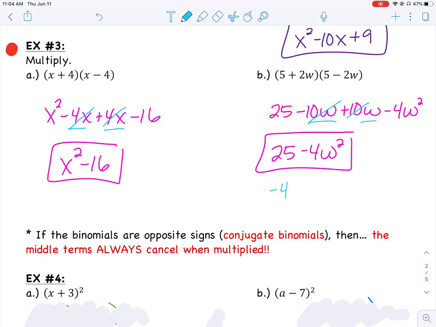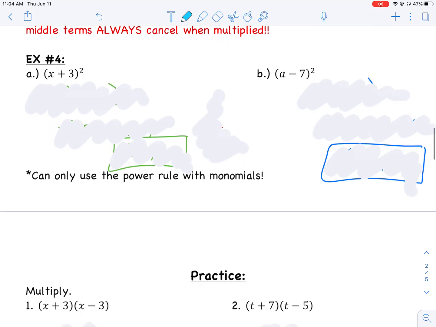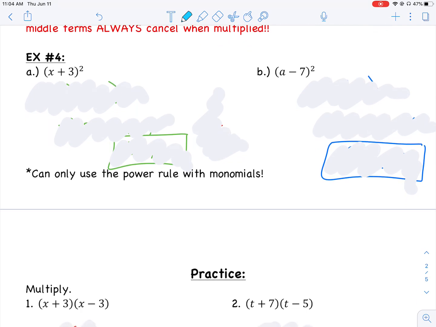Or you can write it negative 4w squared plus 25. Either way, if you're writing it in standard form, you can do it like that. But do you notice that anytime I'm multiplying conjugates together, the middle term always cancels? That happens when the terms are exactly the same, but you have opposite signs in the middle. They call it kind of a special product here. Another special product that we're going to look at right now, look at example number 4 with me.